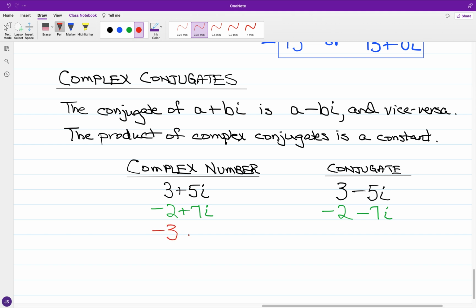Now let's say if I have negative 3 minus 10i. Again, you have a at negative 3, and this will repeat in the conjugate. And again, with the complex part, we'll be taking the opposite sign. So the conjugate here is going to be negative 3 plus 10i.